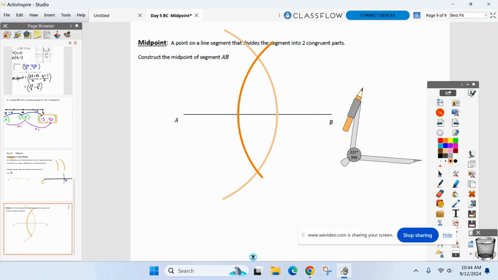I call it the fish construction. It's like a fish a little bit. It's got to be one above, one below. Yep, can't just be one above. And you'll see why on the last step. It's got to be two points of intersection.